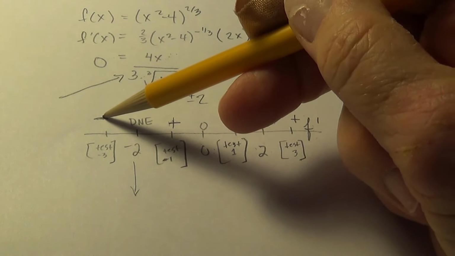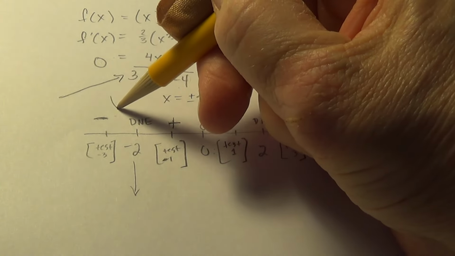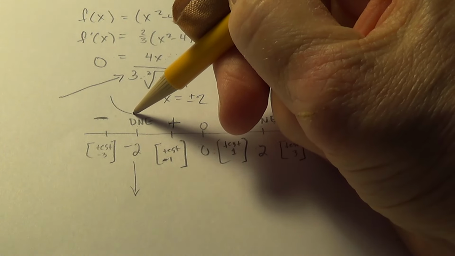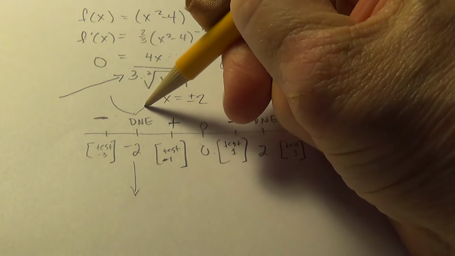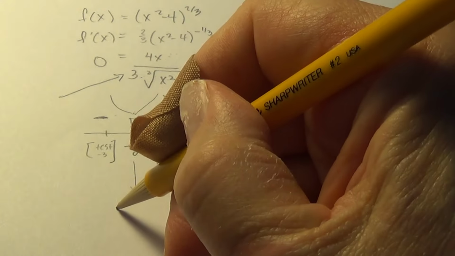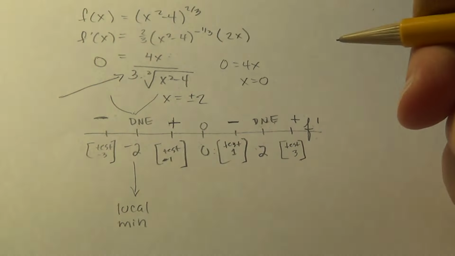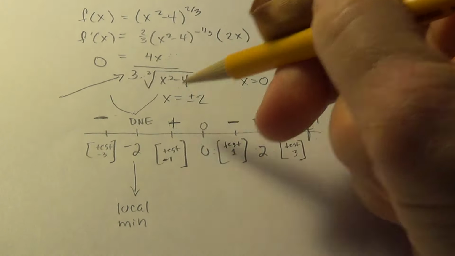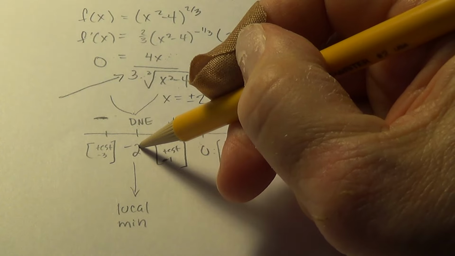So on this side, it's negative. I'm thinking in my head, we have a negative sloping curve. At this point, it didn't exist, so maybe we have some sort of sharp point, and then it goes up positively. So this is a local min, and that should make perfect sense looking at the sign of the derivatives on either side of this -2.